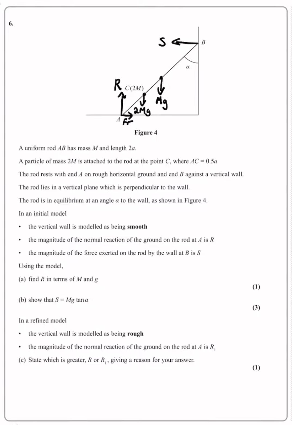Okay, to find R in terms of m and g, we're going to resolve forces in a vertical direction. So the forces going up are R, and the forces going down are 2mg and mg. So those are going to be equal, and 2mg plus mg is 3mg.